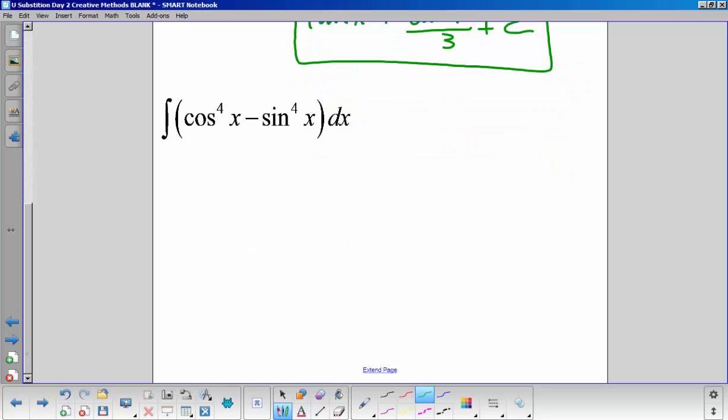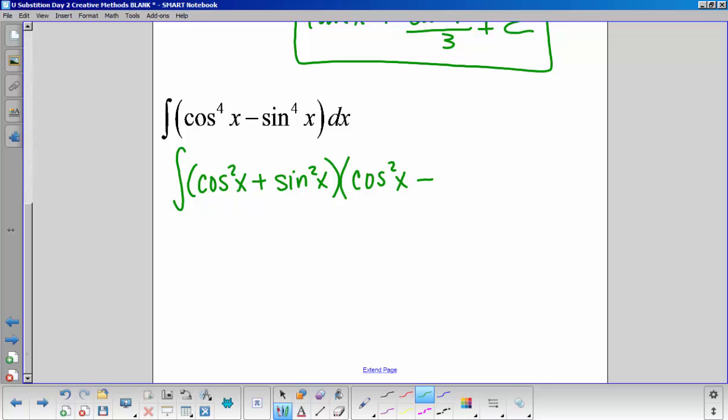Sometimes a little factoring would help us. Suggestions? Difference of squares. So we could rewrite this as cosine squared x plus sine squared x. Oh, what's that? 1. Something wonderful just happened. Cosine squared x. Wonderful.